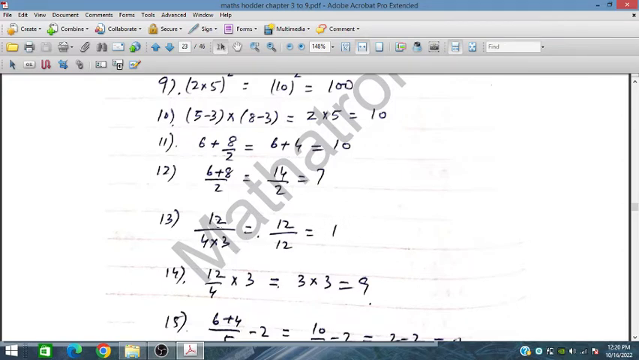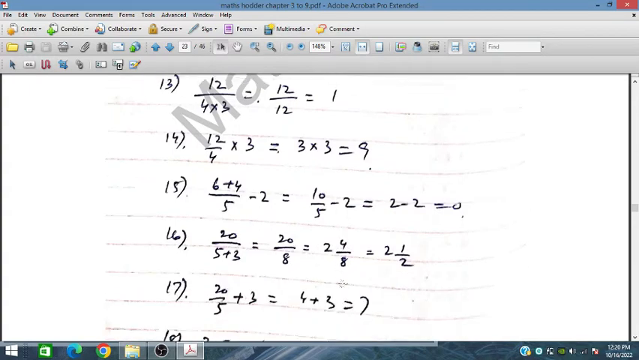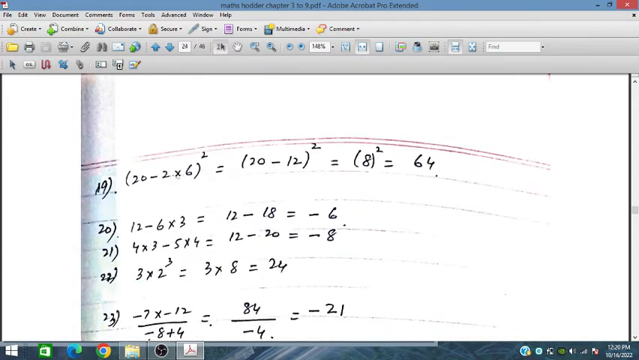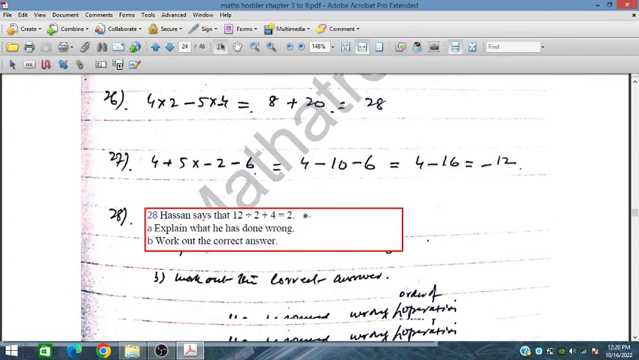So this one, 12 by 12, we make it like this. So this is 22 into 6. This is 12, 12 is here. 20 minus 12 is 8. It's 64. So these are the simplifications.